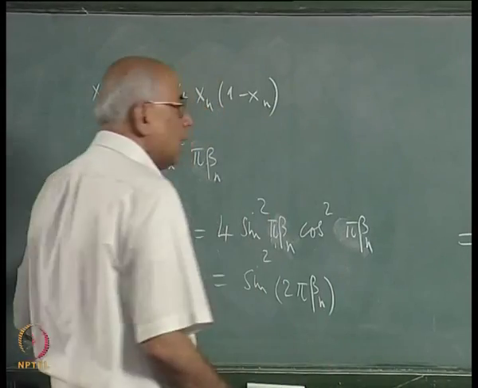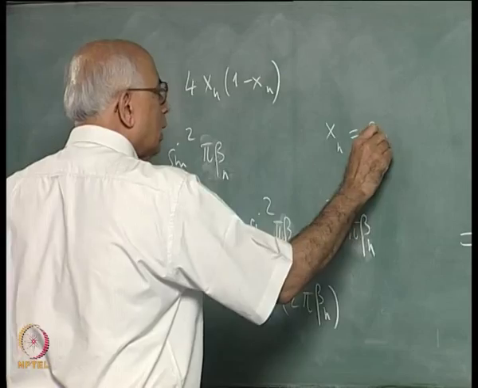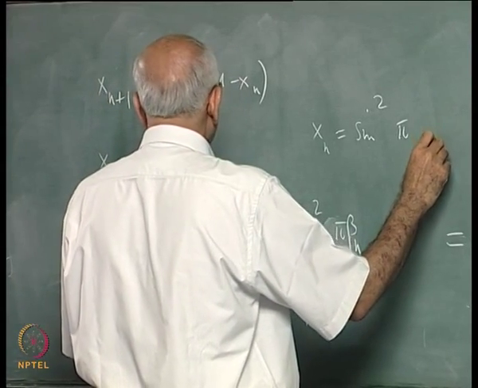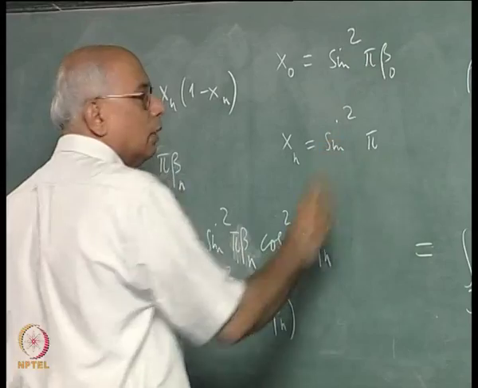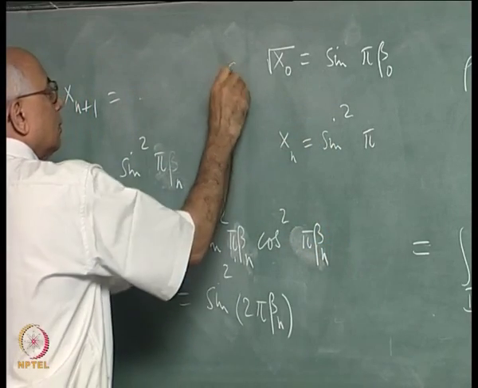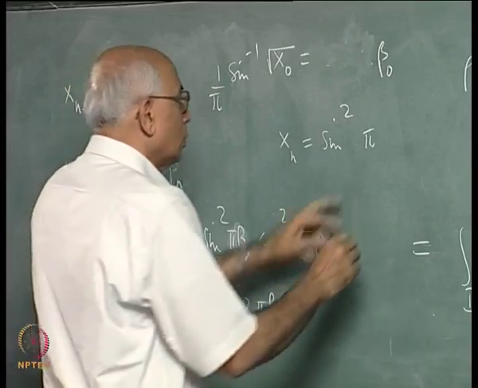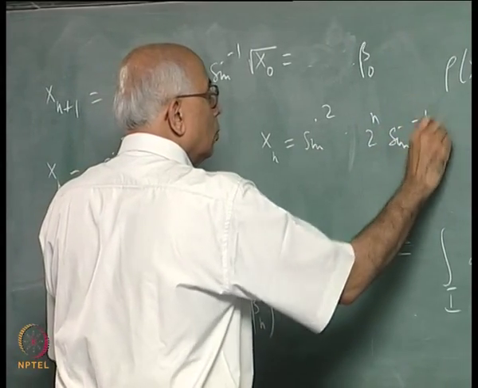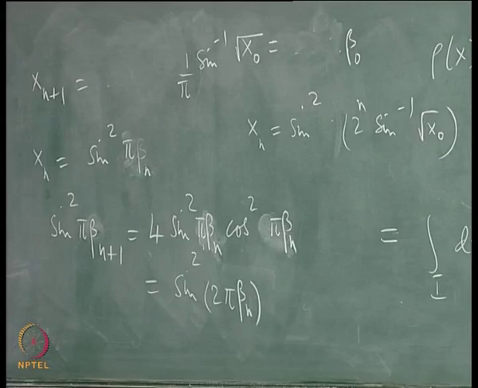So it suggests strongly that I can actually write down the solution to this, and in fact it is of the form x_n equal to sine squared pi times beta_n. But we also know x_0 equal to sine squared pi beta_0. So this becomes square root of x_0, and then a sine inverse gives you this, and then a 1 over pi gives you this. So this times 2 to the n over pi, that cancels off, sine inverse root x_0. Please check the factors of pi and so on, but it is something like this that is the solution to this map at fully developed chaos.